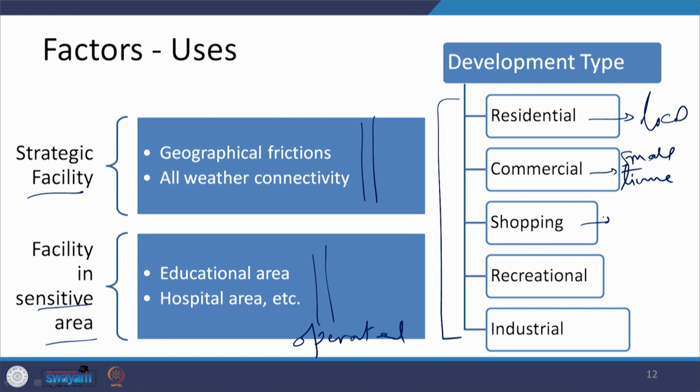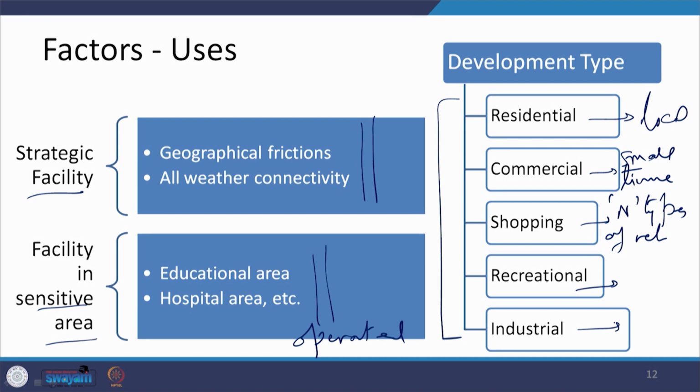Shopping means you may require n types of vehicles which are going to be there in this case, and you have to see whether you can provide the facilities for them or not. Recreational is more about peace of mind, so these facilities probably have to be at a farther area, and industrial may involve more heavy vehicles, and therefore, the facilities need to be provided for those types of vehicles.